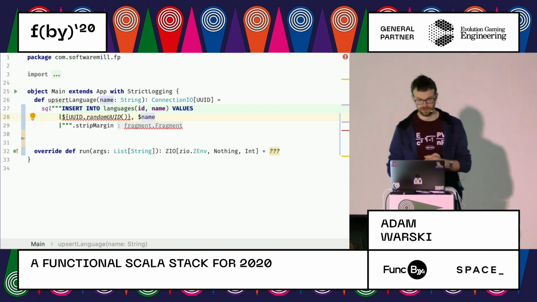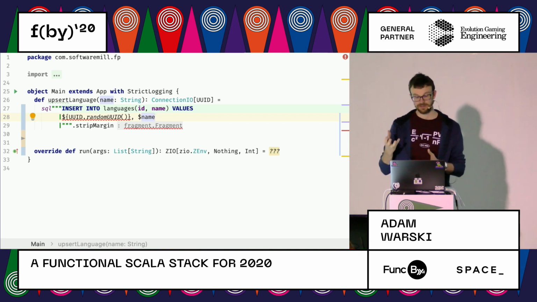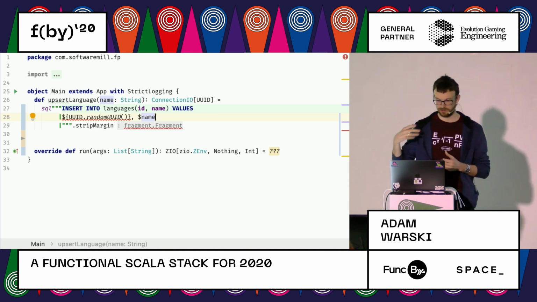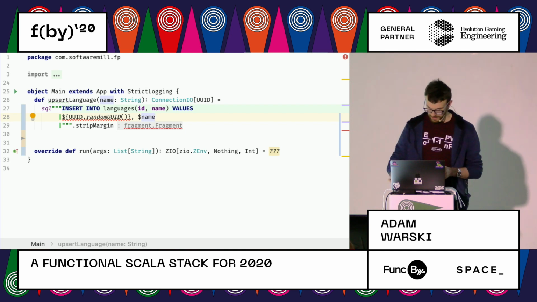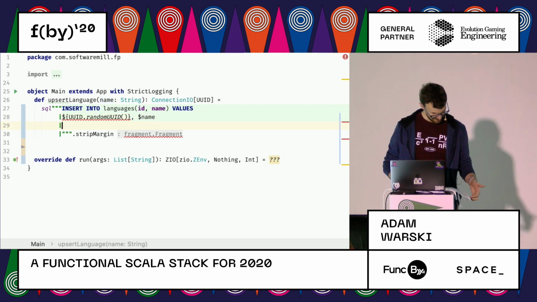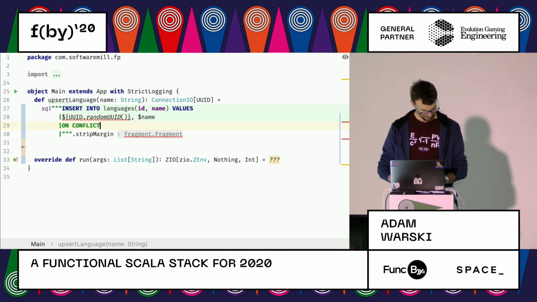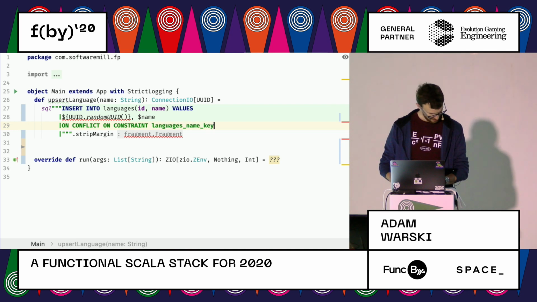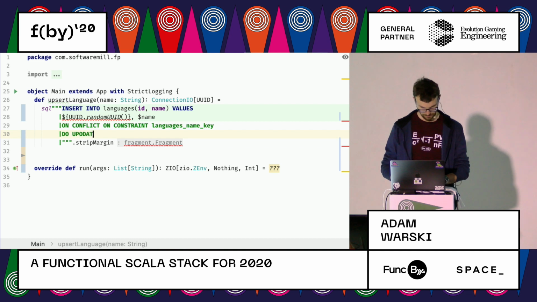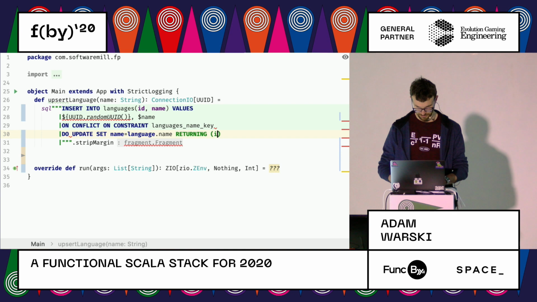Now, because we don't really want to write a simple insert, we want to write an upsert so that we don't have to check every time if the language is there. So what we will do is also say that if there's a conflict on constraint languages_name_key, then we do update set name. So we are doing a dirty trick here, just to touch the row so that we can return the ID of the modified row.